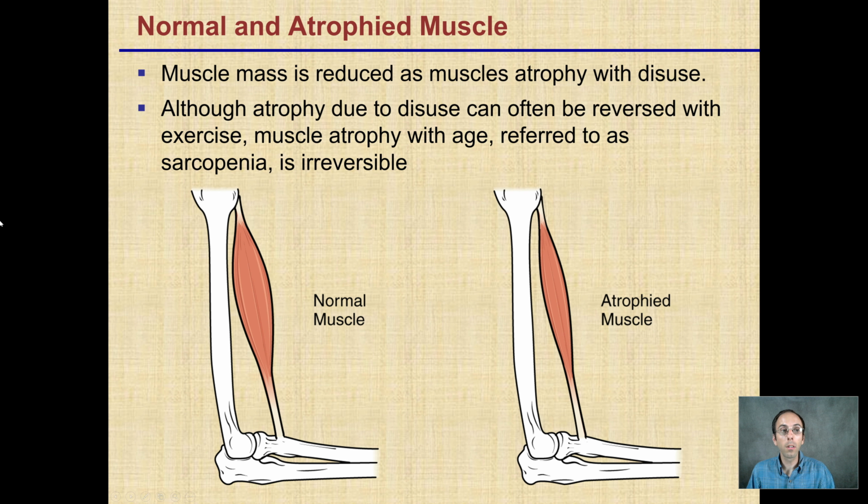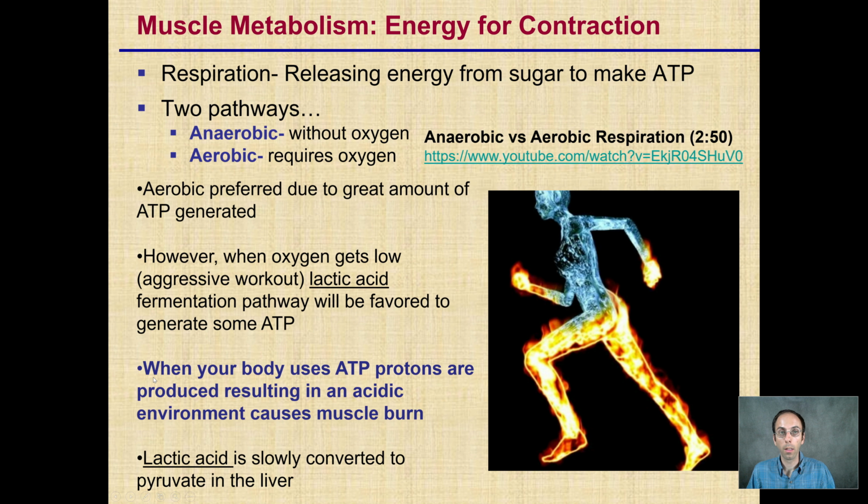Normal and atrophied muscles: muscle mass is reduced as muscle atrophies with disuse, although atrophy due to disuse can often be reversed with exercise. Muscle atrophy with age, referred to as sarcopenia, is irreversible. So this is why if you have a muscle in a cast, for example, for an extended period of time that isn't moving, it'll atrophy and get smaller, but hopefully you can bounce back from that. If it's a short period of time and you're youthful, you can get that muscle back through normal use over time, with physical therapy, back to its normal mass.